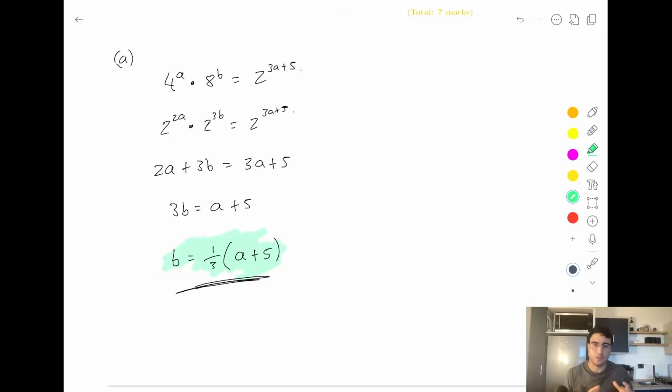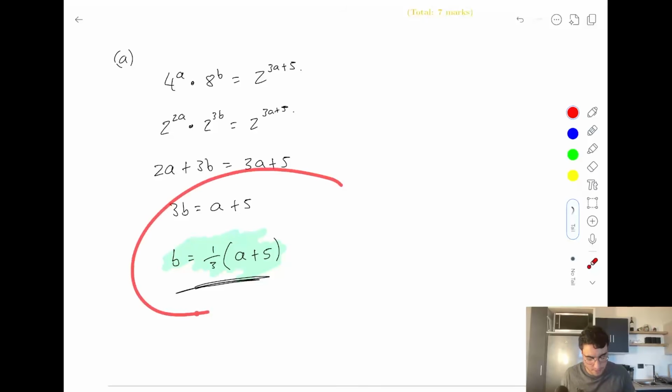So what do we do here? All we did here is we simply recognized that, look, 4 and 8 are just powers of 2. Okay, 4 is 2 squared, 8 is 2 cubed. Okay, and we've got a 2 here as well. So if we get the same base, we can drop the base and simply solve for the exponents. That's what we did. So we get a third a plus 5.